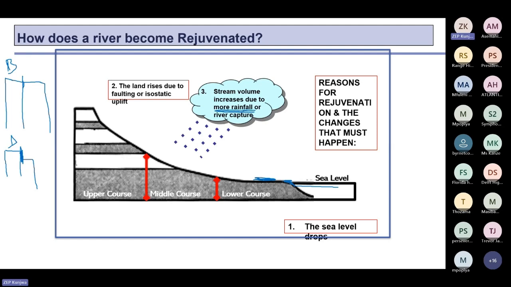Heavy rainfall is the one which mostly causes the river to gain its energy. Why does the rainfall make the river to gain its energy? Because it increases the volume of the water in the river. Once there is more water in the river, it is going to start to have more energy. The river is going to start to erode more. So that is the reason why rejuvenation is going to happen there.